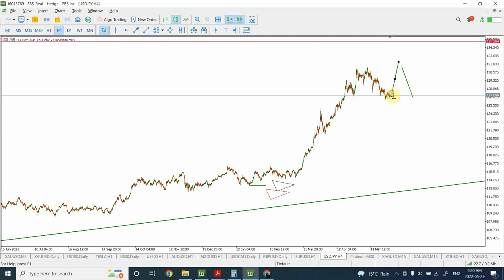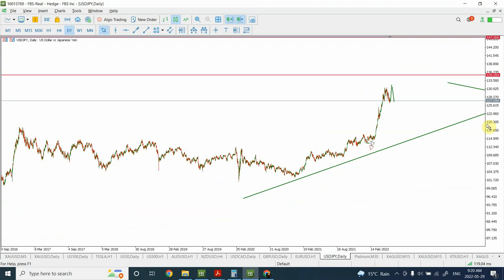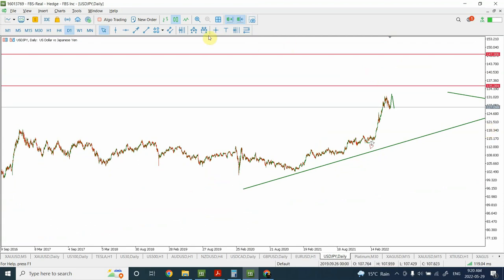So be really careful in that regard. Once this structure is complete, I'm expecting that we're going to see another price movement upward towards that region. We can easily go and retest this area or retest that area.